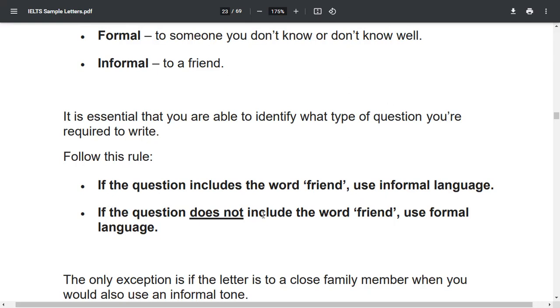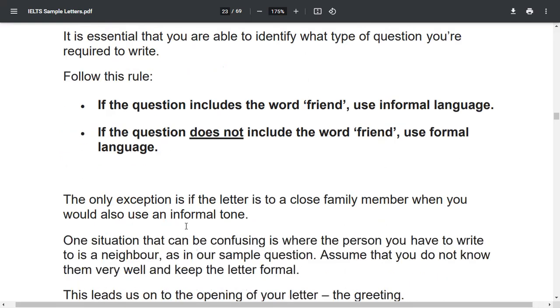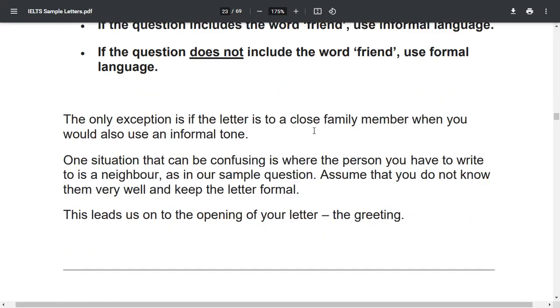If the question does not include the word friend, then use formal language. The only exception is if the letter is to a close family member, when you would also use an informal tone. One situation that can be confusing is where the person you have to write to is a neighbor. As an out sample question, assume that you don't know them very well and keep the letter formal, okay? So if you are about to write a letter for your neighbor, use formal language, okay? It's better to be on the safe side.